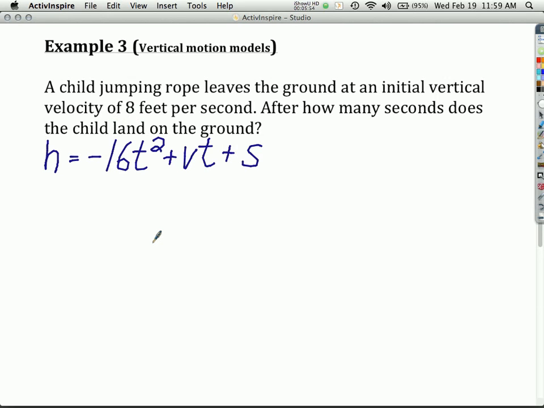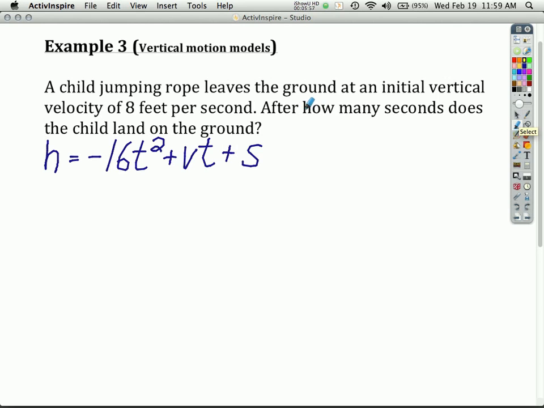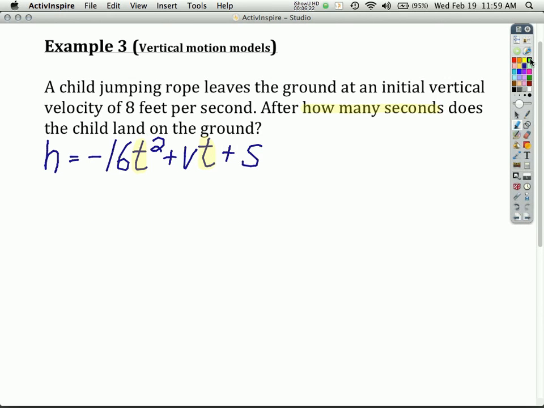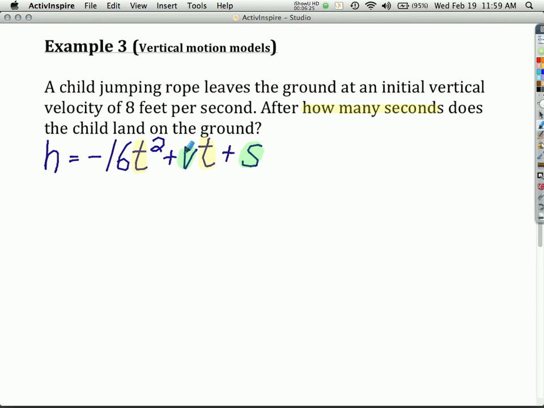We are being asked to find a number of seconds. How many seconds? Which letter is represented by that? Melissa? The T. So the T must stay, because that's what we're trying to find. That's the missing piece. But that means that we have to fill in the S, the V, and the H. And all of that has to be filled in from information here.